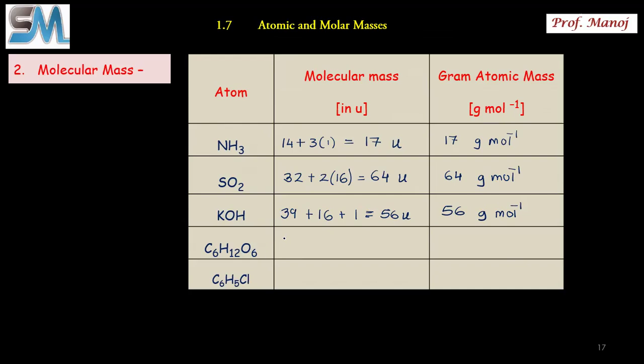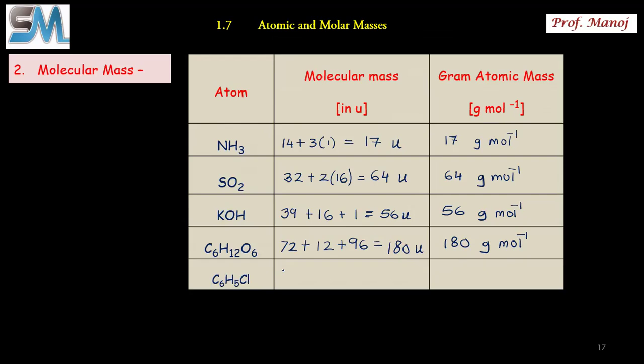C6H12O6. Carbon is going to be 12 into 6, hydrogen 12. Now you need to multiply oxygen by 6, so that's going to be 16 into 6. That's 96. So 96 plus 12 plus 72. Glucose molecular mass 180, or 180 gram per mole.